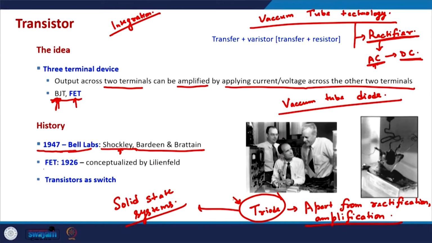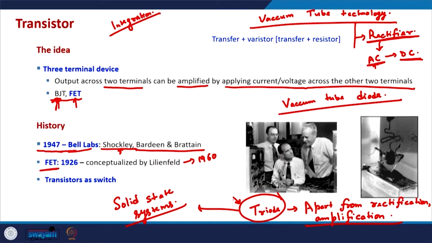It had many problems, for example the base current was there, which was a bit of a problem. That's why the field effect transistor was developed, in which the third terminal of the transistor, the control terminal, uses an electric field to control the current and voltage across the two other terminals. This was invented in the early 1960s. Although the idea of the field effect transistor was quite old, conceptualized by Lilienfeld in 1926, it was finally invented in the 1960s.